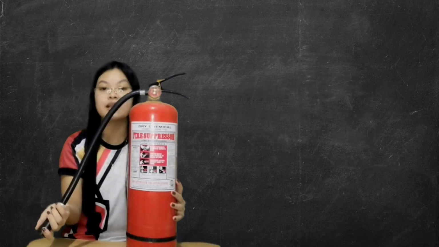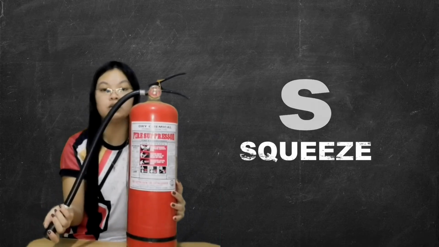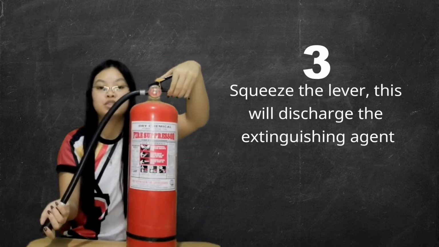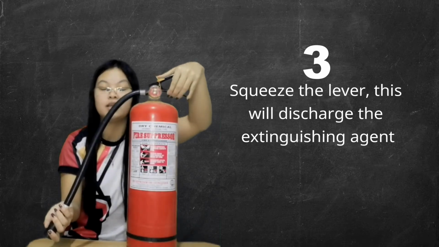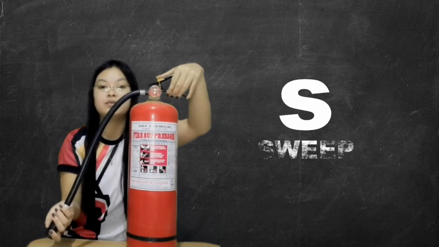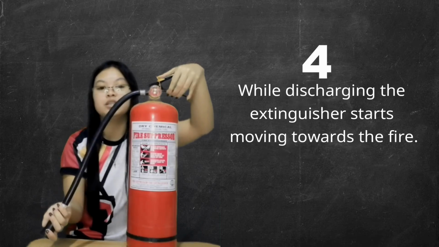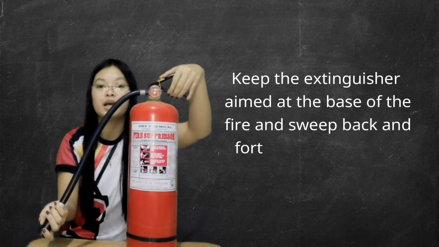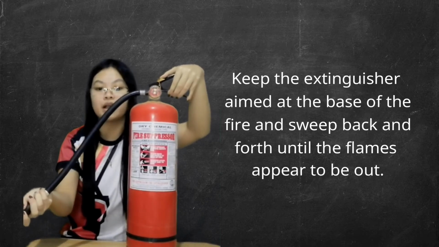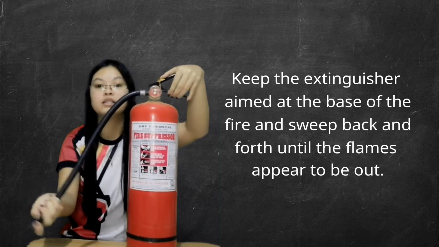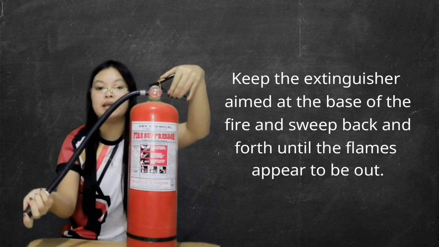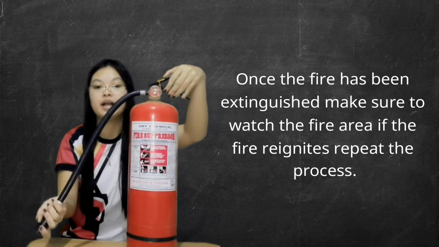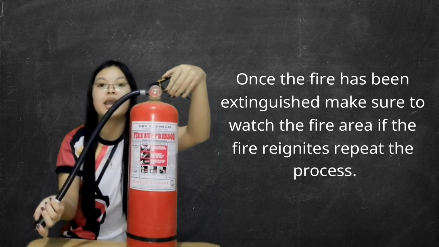And then the first S of the PASS method is what we call the squeeze. So squeeze the lever. This will discharge the extinguishing agent. And lastly, the second S is for sweep. While discharging, start moving towards the fire. Keep the extinguisher aimed at the base of the fire and sweep back and forth until the flames appear to be out. Once the fire has been extinguished, make sure to watch the fire area in case the fire reignites, and repeat the process.